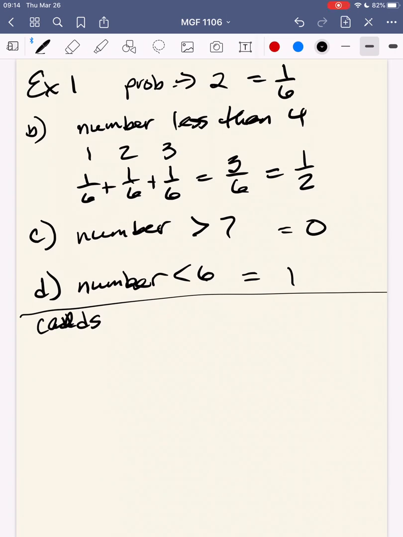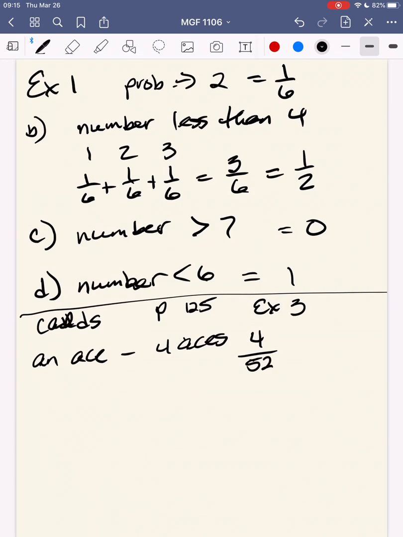Okay. And this is on the bottom of page 125. Example 3. I am dealt one card from a standard 52-card deck. I want the probability of being dealt an ace. So I'm using the whole deck. And how many aces are there? Well, there's one ace for each suit, so I have a total of 4 aces. If I put that as the total number of aces I could get over the number of cards in the deck, I get 1/13.